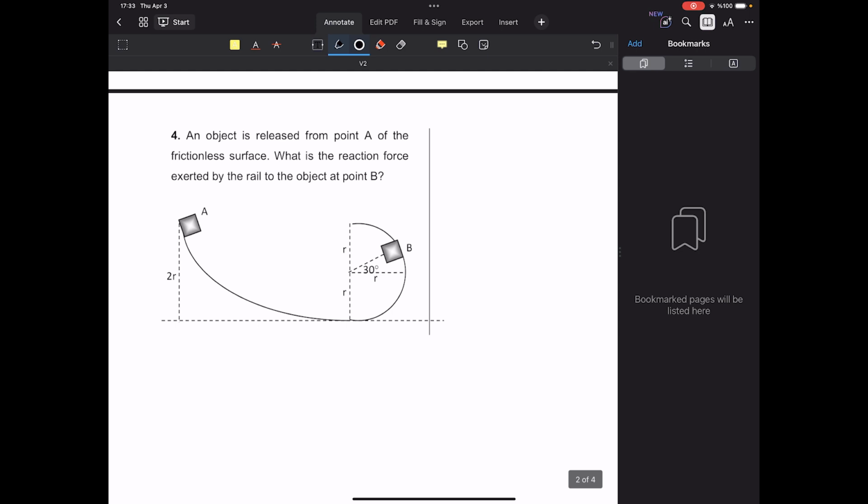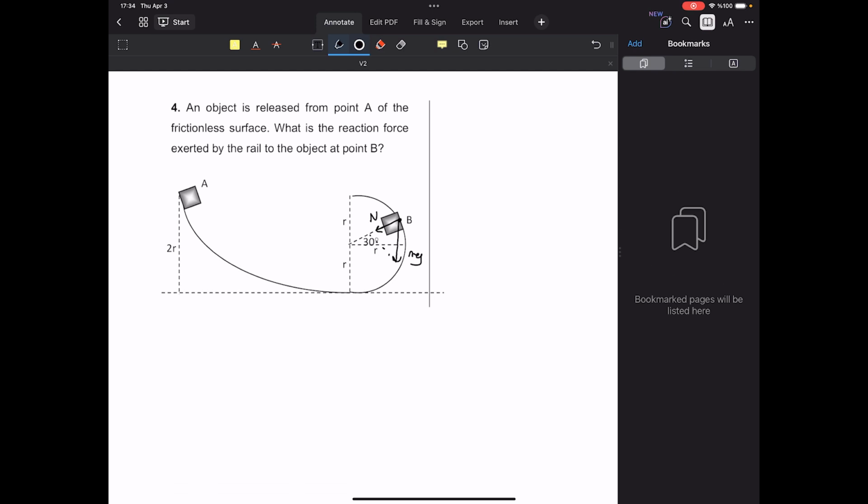All right, so here we have an object that's released from point A onto the friction surface, and we want to find the reaction force at B. Again, let's draw all the forces acting on the object at this point. We have the gravitational force mg, and a normal force n. Notice how n is already in the direction of the centripetal force. However, there's also a component of mg that's in the direction of the centripetal force.